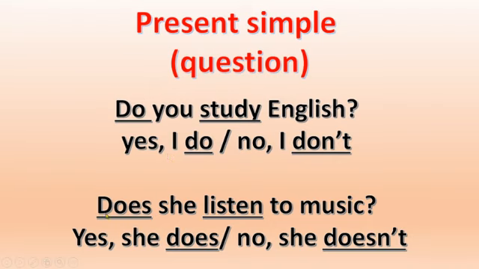Or, does she listen to music? Yes, she does, or no, she doesn't. Now, pay attention. You have your questions: auxiliary, subject, and the verb in infinitive, and the complement. Okay. Don't forget that if you ask with do, you have to answer with do or don't. If you ask with does, you have to answer with does or doesn't.